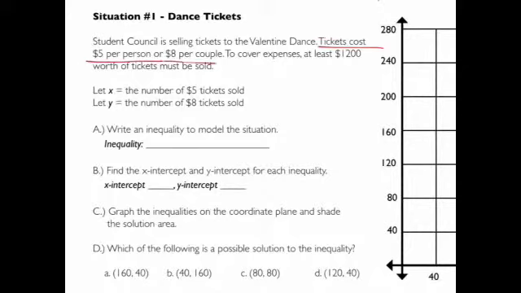The tickets cost $5 per person or $8 per couple. They need to cover at least $1,200 worth of tickets. So if X is the number of $5 tickets and Y is the number of $8 tickets, you can take X, the number of $5 tickets, and times it by 5 to get the money made from selling $5 tickets, and add the money made from selling $8 tickets, and that total needs to be at least 1,200, so greater than or equal to 1,200. And that gives me my first and only inequality.